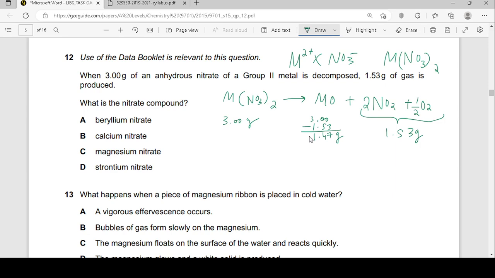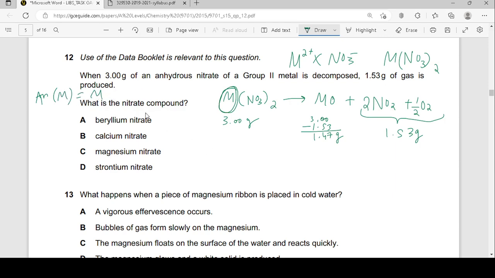I'm not that good. So anyways, you have 1.47 grams, right? So what is the nitrate compound? Okay, so we're supposed to identify what the nitrate compound is. So what can we do? Well, I can just assume that the relative atomic mass of this M, I'm just going to say it's M, okay? Just to make my life easier.